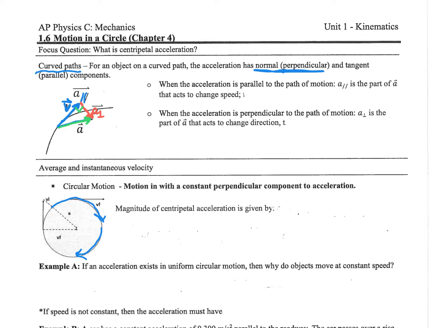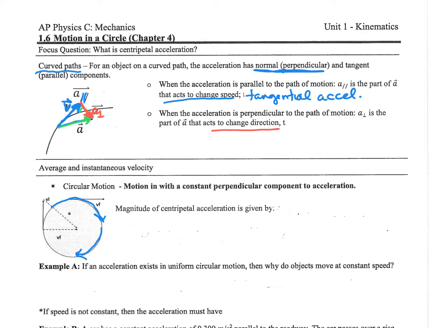All right, so how do we know? When the acceleration is parallel to the path of the motion, and remember we said that's this guy in blue, the one that's going in the same direction as the velocity, that's the one that acts to change the speed. So this is going to be our tangential acceleration. Now, that's the one that changes the speed. However, the one in red, if you remember, is normal or perpendicular to the velocity. That's the one that is changing the direction.